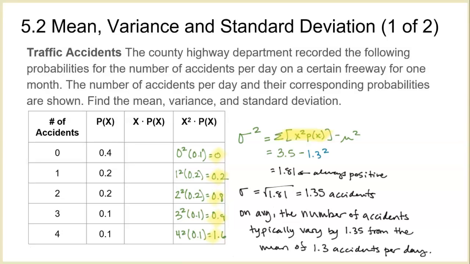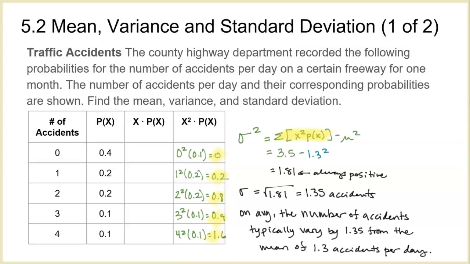So if we were able to look at the data for the entire month, then on any given day, the number of accidents that happened on that particular day tends to vary by 1.35 from the average of 1.3 accidents a day. I'm not sure why I keep saying 1.3. So, as we look at different randomly selected months, that's what the standard deviation tells us. It's just a measure of spread from each value in comparison to the average value.